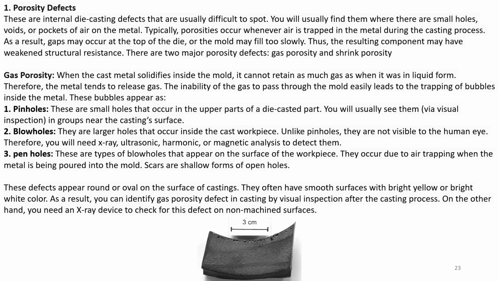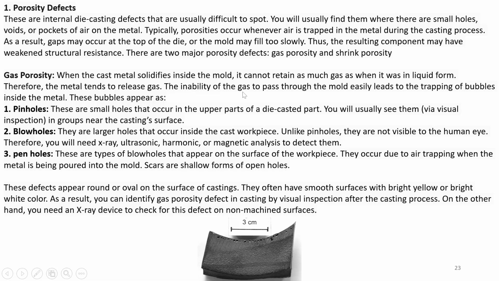Okay, so gas porosity occurs when the cast metal solidifies inside the mold and cannot retain as much gas as when it was in liquid form. As I told earlier, the solubility of gases in molten metal is much higher compared to solid form. These gases remain soluble in the molten metal, and the solidification starts from the walls. So that's why this gas remains trapped inside the metal. Therefore, the metal tends to release gas.